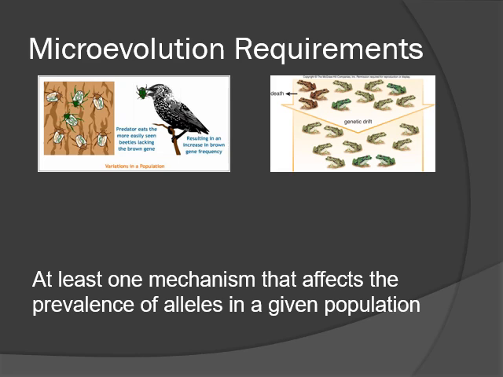You've got to have a mechanism of evolution that affects the prevalence of alleles. Give me one mechanism that can affect the prevalence of alleles. Predators, so natural selection. Sexual selection. Heck, any of the selections will impact the allelic frequencies.